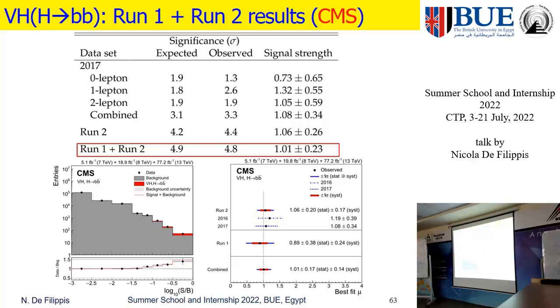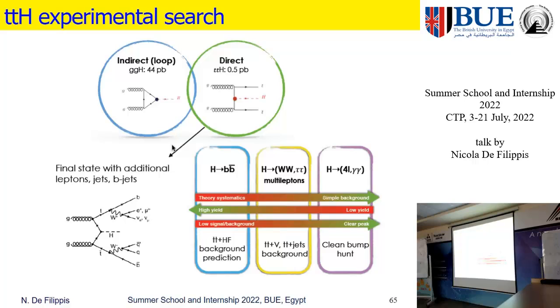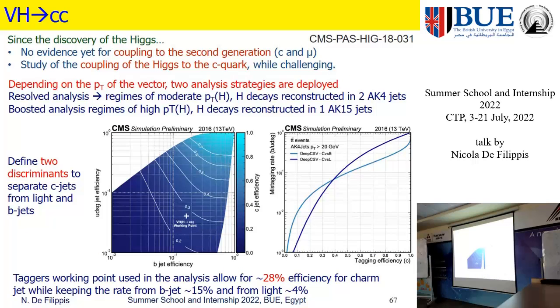The same happened also for X to tau tau, and for the production of ttbar X, so the production of the X with a pair of top quarks. And again, here we got a 5 sigma observation.